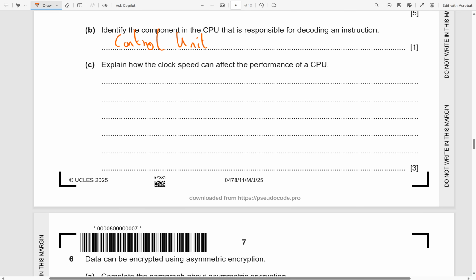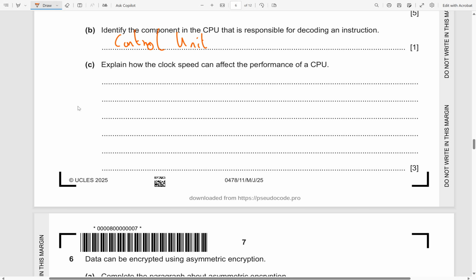Then C, we want to explain how the clock speed can affect the performance of the CPU. What we can say is that on each clock tick, and I think we've said this, that's going to be the start of a fetch, decode, execute cycle. So if we have more clock ticks per second, that means more fetch, decode, execute cycles are going to start per second, hence more instructions executed per second.